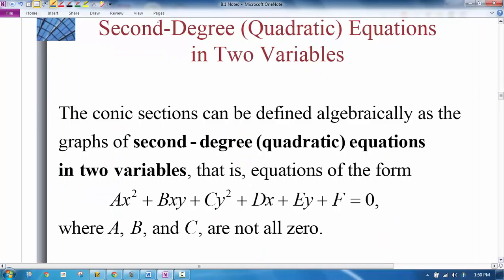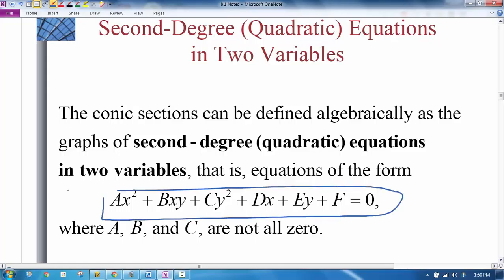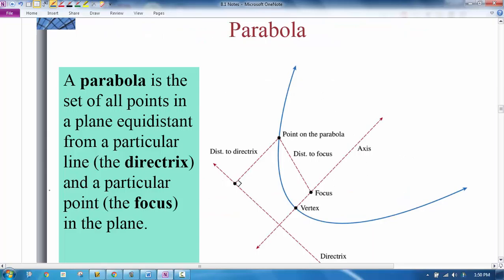All right, the next thing we're going to do: these parabolas are actually second-degree quadratic equations that look like this. This might look really confusing. But we are going to take equations like that, where they're second-degree quadratics, and we're going to complete the square and put them in standard form for parabolas, which I'll show you in a second.